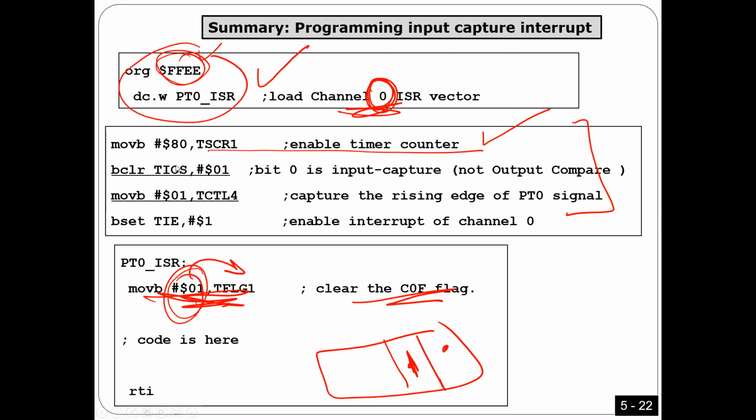Also, you have to program TIOS, as I explained before, to make it input capture, not output compare. You also have to program TCTL4 if you want to capture rising only or falling or whatever. Here I made it for only rising. Also, you have to enable interrupts. Nothing is new, I just summarized what I explained before.